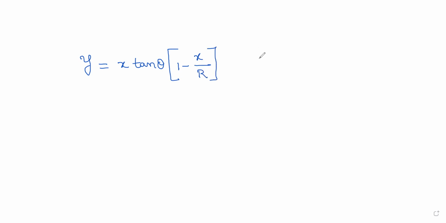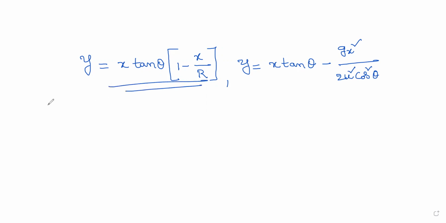So basically, the original equation of the projectile is x tan theta minus g x square by 2 u square cos square theta. So this is very important. All of you must remember this equation. And now from this equation, I am going to derive this, where R is the range of the projectile.